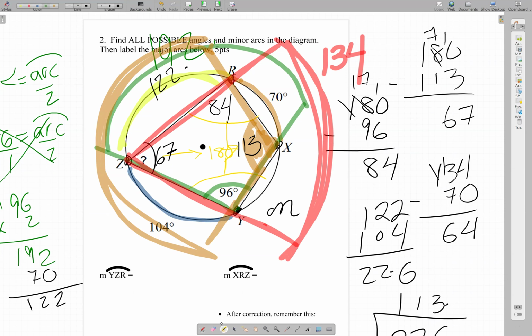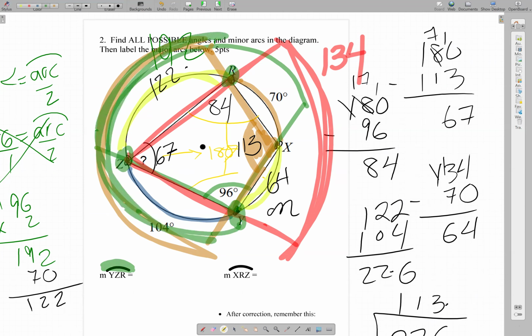And that means this little guy here has to be 64. There, now we found all the minor arcs and we have found all the angles. So now we're going to go for the major arc, YZR. You just have to make sure you go in the correct order and add stuff up. So Y, we're going to go through Z and end at R. So we're going like this.